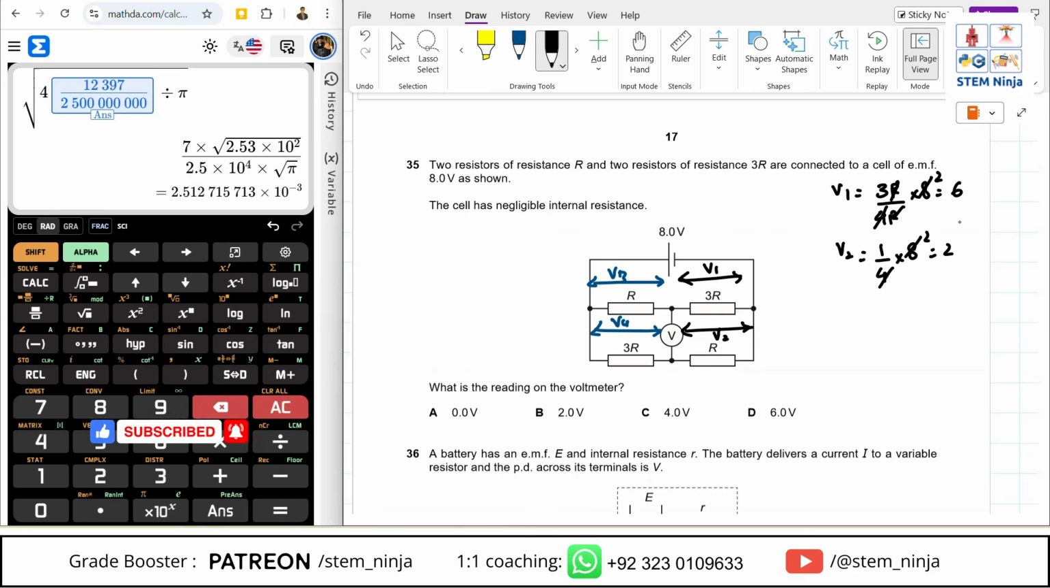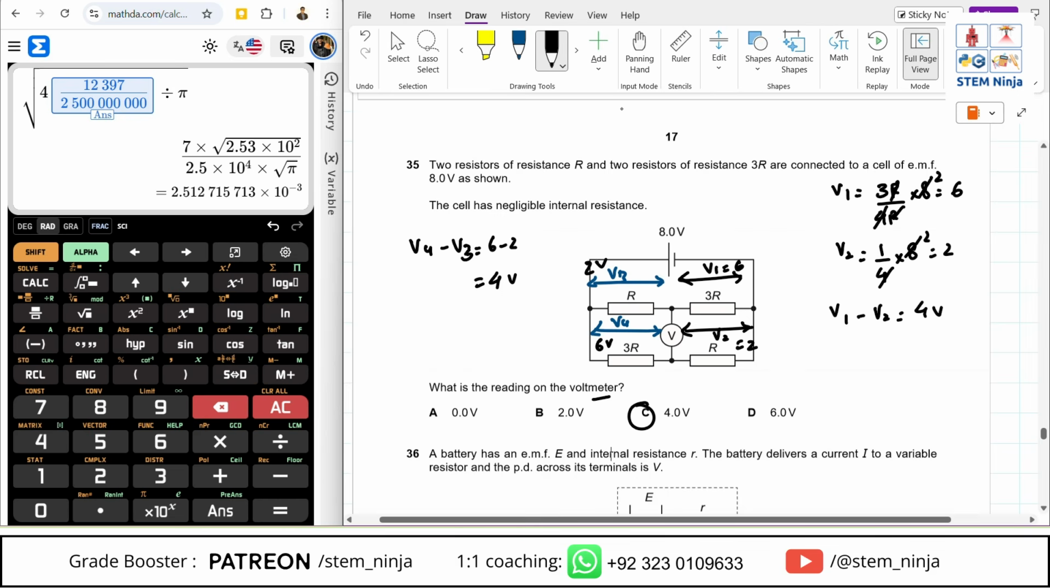Now we basically have every idea now. So if this is 6, this is 2, this is going to be 6 volts, and this is going to be 2 volts. So the difference either way is going to come out to be 4. So V1 minus V2 is going to be 4 volts. Either way, over here, V4 minus V3. The reading on the voltmeter, we are only concerned with the positive value. So 6 minus 2, this is going to be 4 volts. So 4 volts, either way, is going to be the answer.